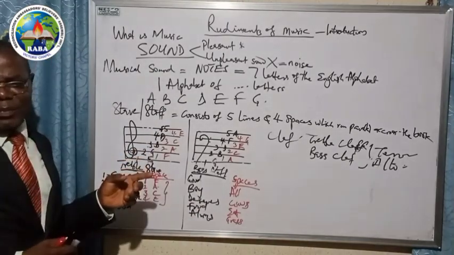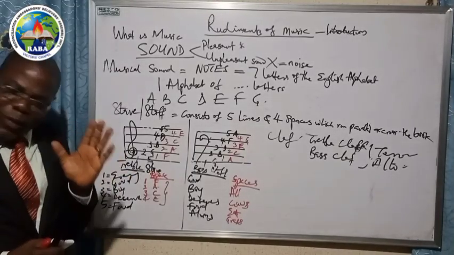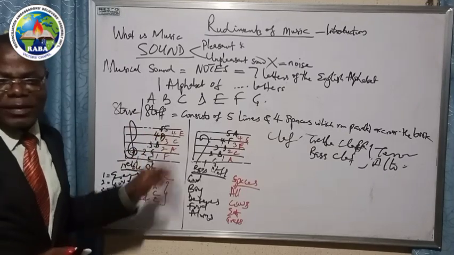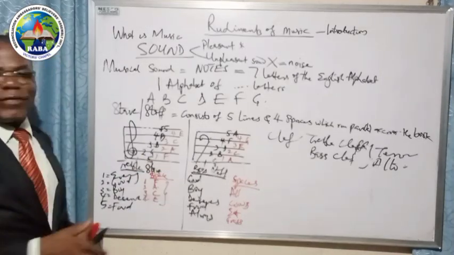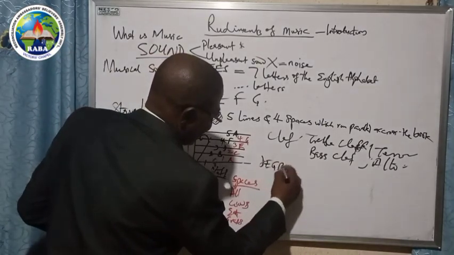Let me tell you something that will be striking you. Now, each of these lines and spaces are collectively called what we call degrees. Degrees.